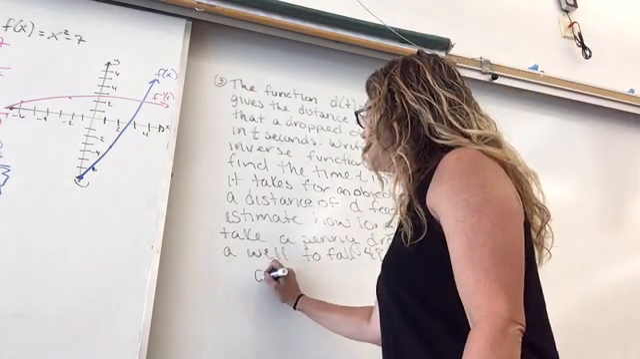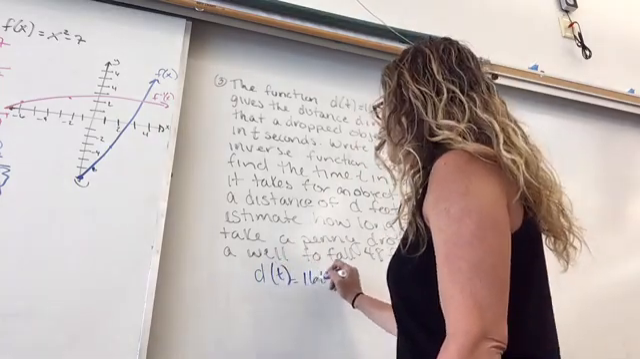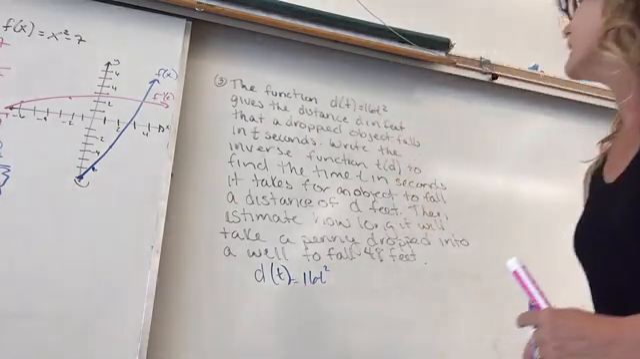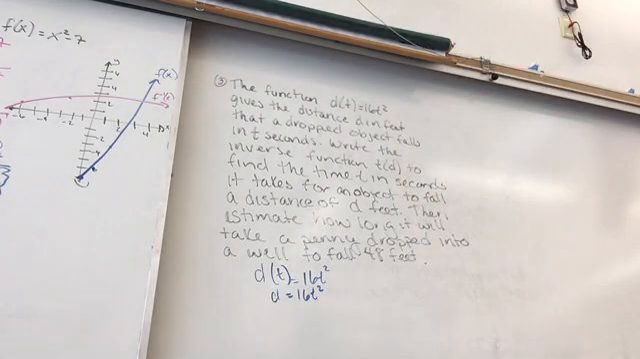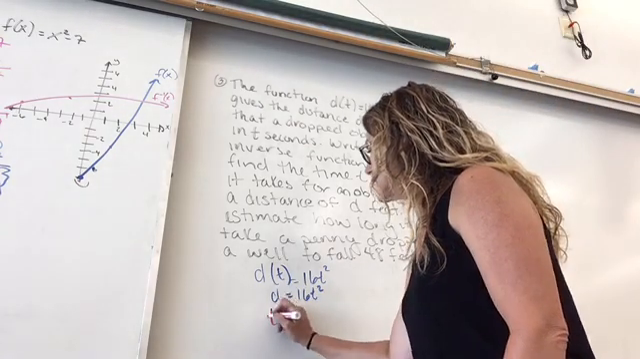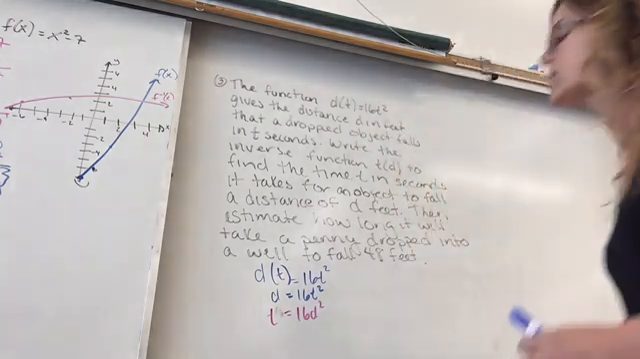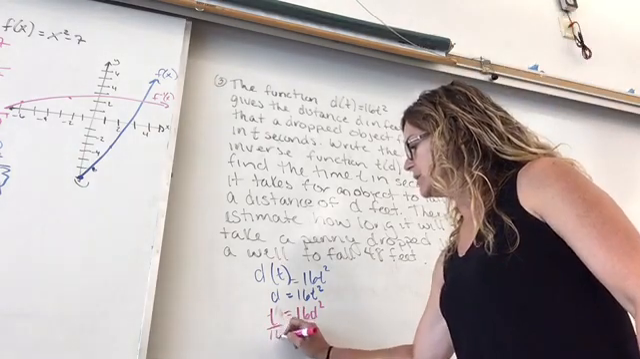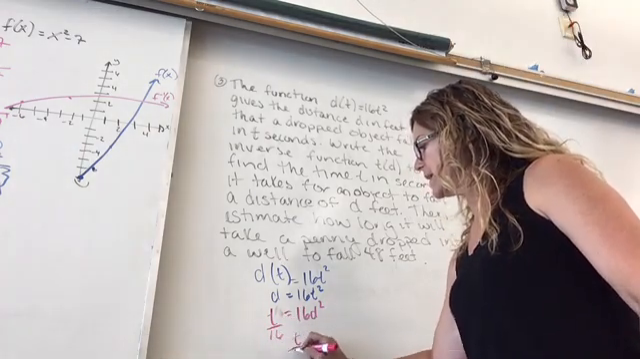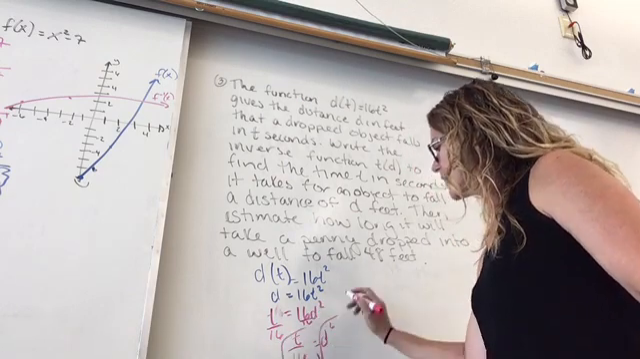Remember, we're using d and t. So d of t equals 16t squared. Well, that's just saying that the distance equals 16t squared. So we want to rewrite this and switch the t and the d. So I get t equals 16d squared, and I'm going to solve it for d. So I divide by the 16. So that's t divided by 16 equals d squared. And then square root both sides.